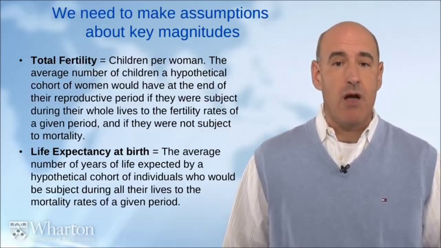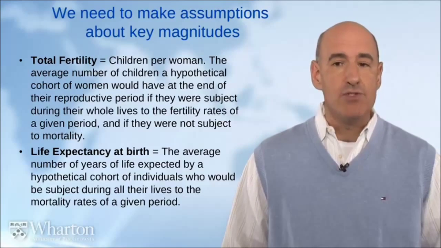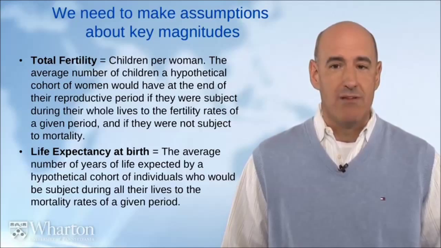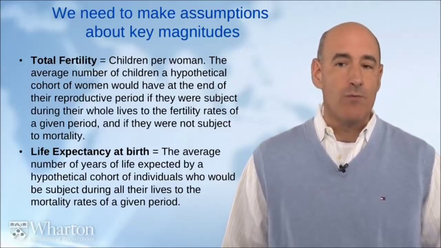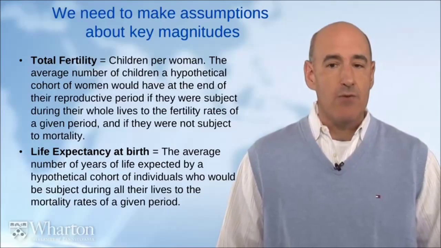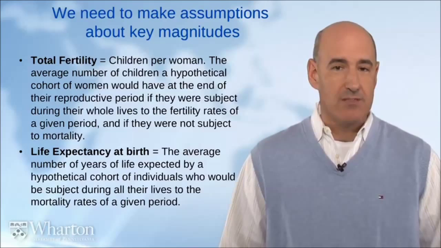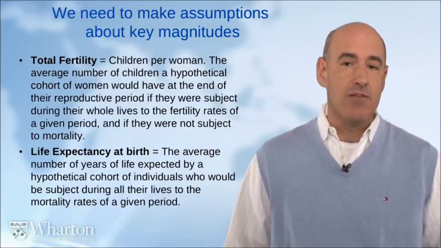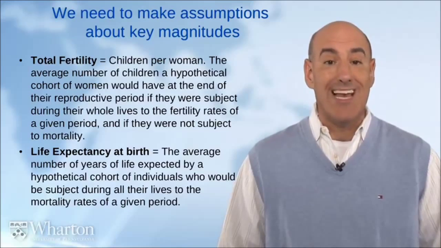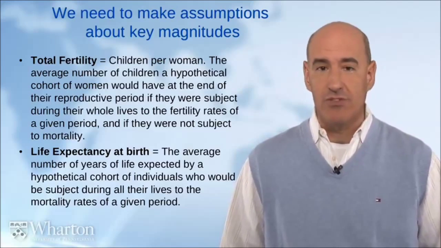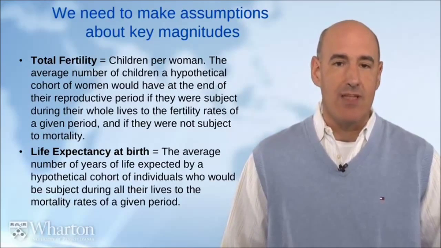So the first of these two concepts, the total fertility rate, is essentially the number of children per woman. So this is the average number of children that a hypothetical cohort of women would have at the end of their reproductive period if they were subject during their whole lives to the fertility rates of a given period, and if they were not subject to mortality. I know those are strong assumptions, but that's the way demographers calculate the total fertility rate.